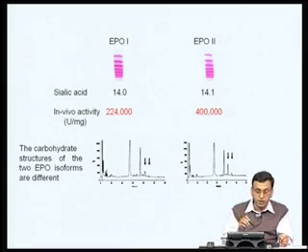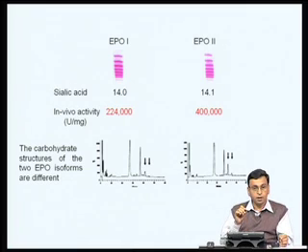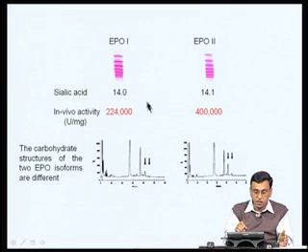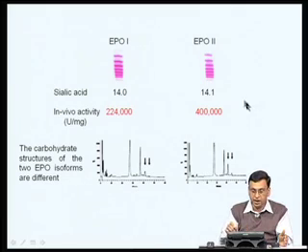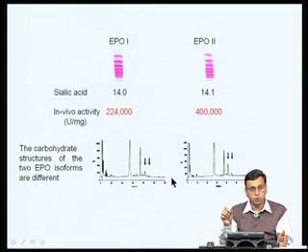So, when they looked at the carbohydrate structures present in these two forms, they found that the glycosylation patterns of the form with lower activity and the form with higher activity are very different. And you can see these peaks, which designate the branched carbohydrate chains, are quite different in these two forms.